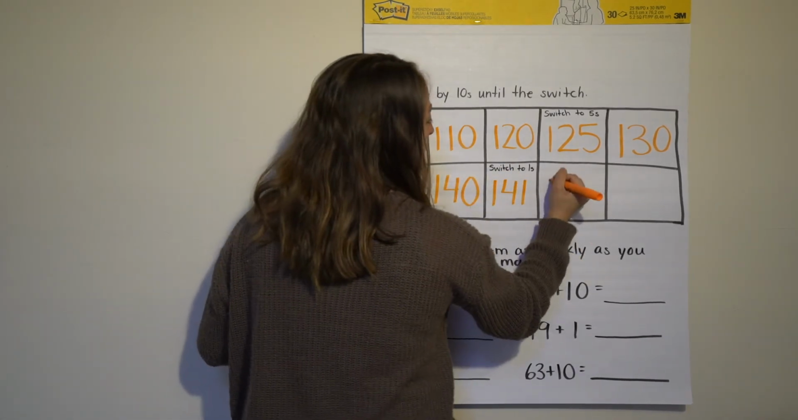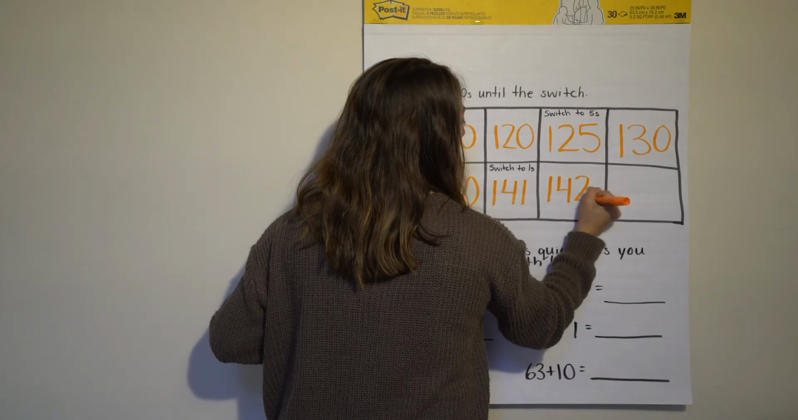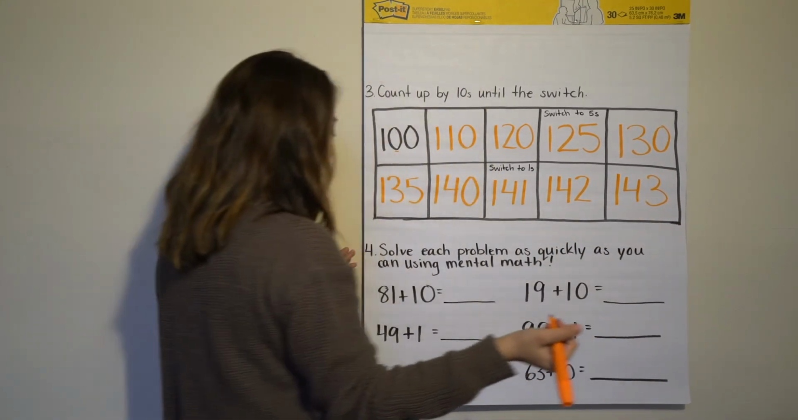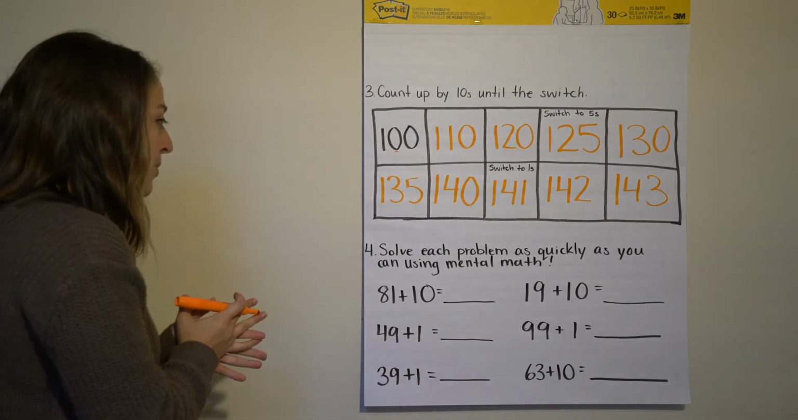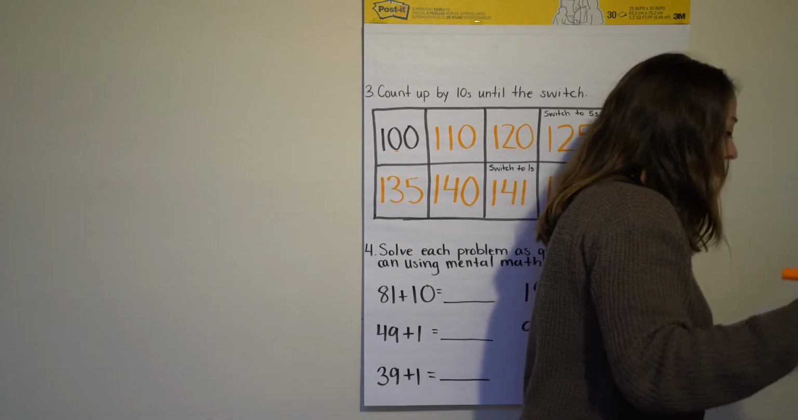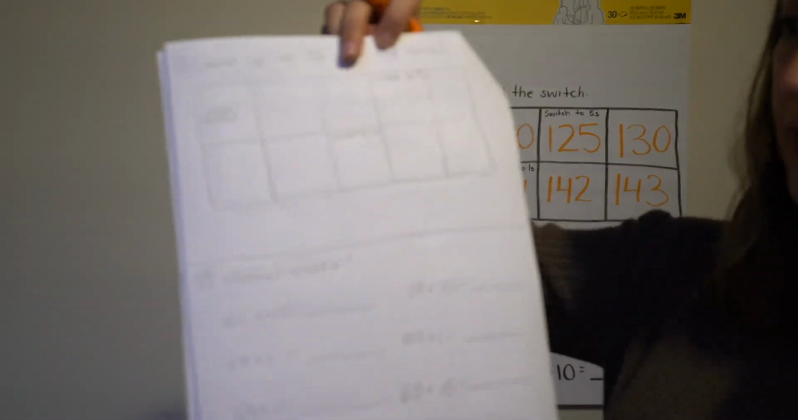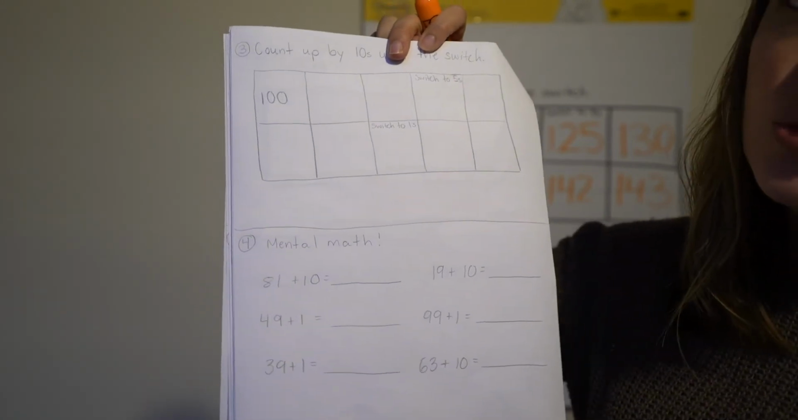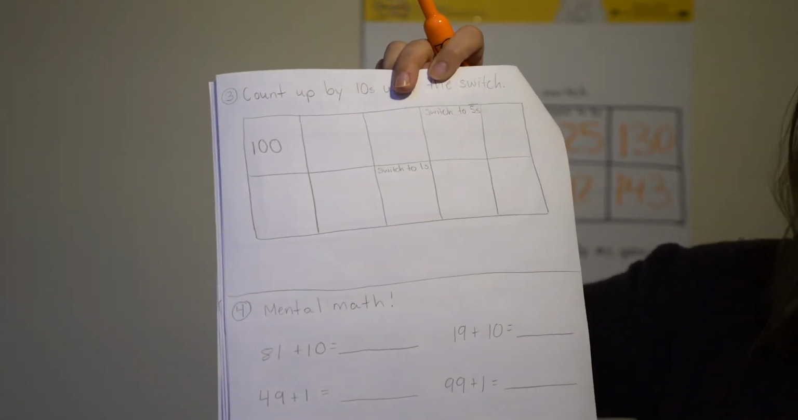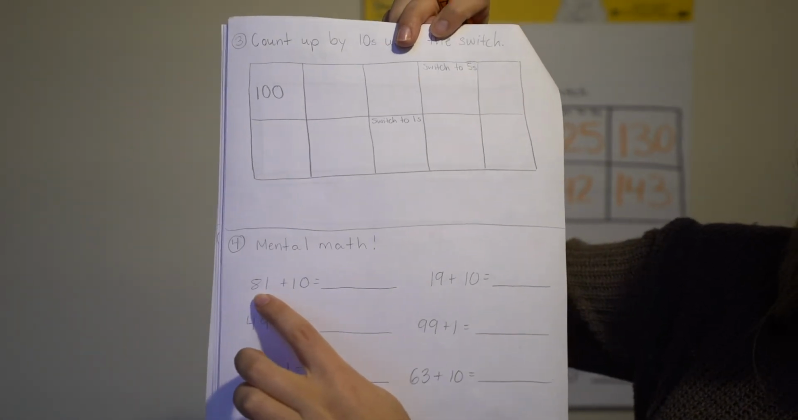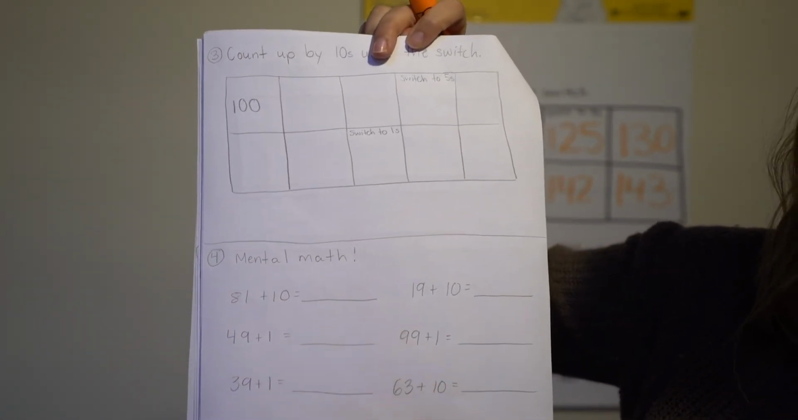141. 142. 143. Okay, last problem. This one's a fun one. All right, for number 4, for the directions you're writing mental math, because we're going to do this quick, so you're not going to show any strategies for these. For the first one, it's 81 plus 10 equals blank.